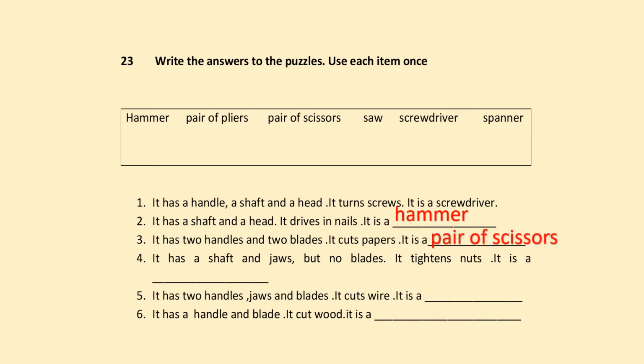Scissors. Number 4, it has a shaft and jaws, but no blades. It tightens nuts. It is a spanner. For the nuts, we use the spanner. Number 5, it has 2 handles, jaws, and blades. It cuts wire. It is a pair of pliers. Very good. And number 6, it has a handle and blade. It cuts wood. It is a saw. Very good.